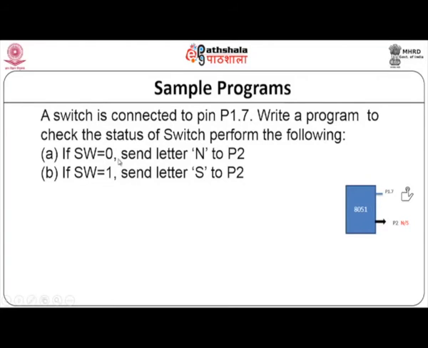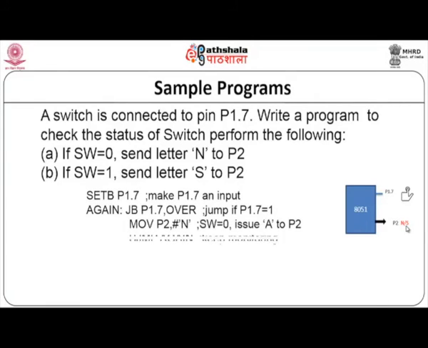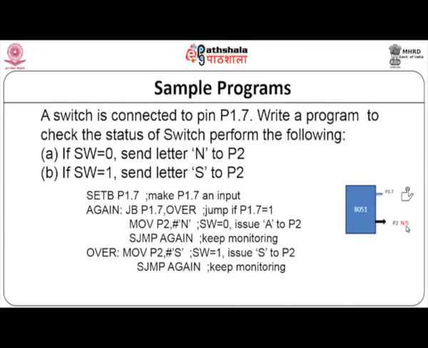If the switch is not pressed, I receive SW equal to 0, then send the letter N to port 2. So, now you just see that this is an application where if I am pressing this button, I should send S to P2. If I am not pressing this particular button, then I should send an N to P2. This is the application I wanted to generate. Instead of sending an N or S, you can do some other applications also over there. So, this is the code which will do this particular process.